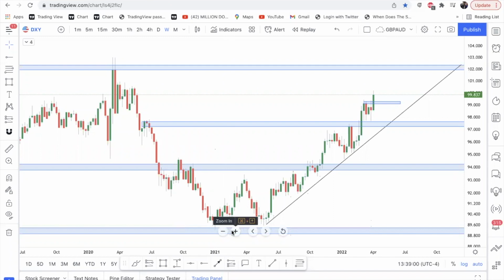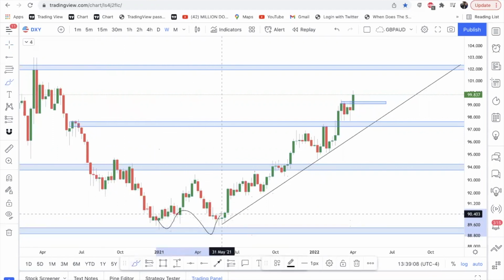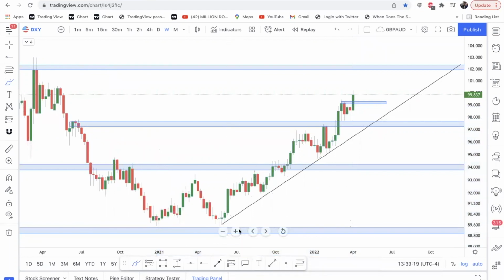Starting with the dollar index as always, we can see that the dollar index has been bullish. It's been bullish really from this low, from this area of demand, this big double bottom. Price has been creating these higher highs and higher lows. And the way that last week ended, it's looking like the dollar is still going to continue bullish.